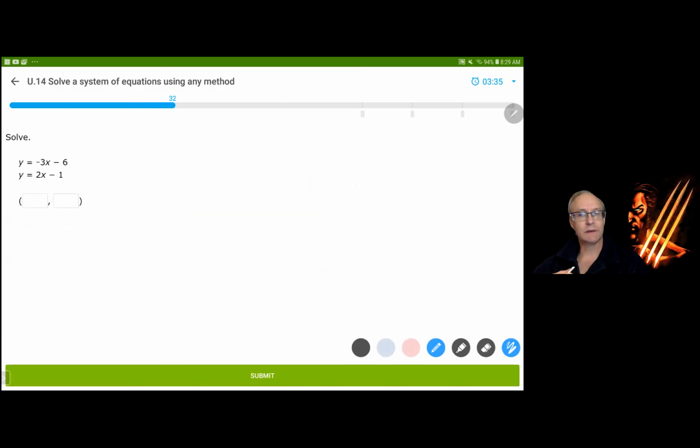Now, in this particular case, I could use addition or subtraction, but it's probably more obvious to use substitution. So I'm just going to put this y right there, or vice versa. It doesn't matter. You can think of it either way. So I have -3x minus 6 is equal to 2x minus 1. A lot of people like to get the x's on the left always, but it really doesn't matter.